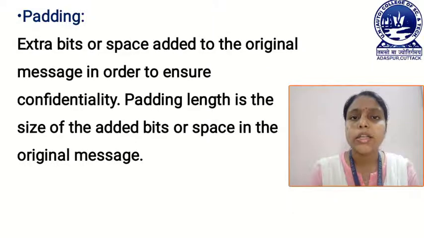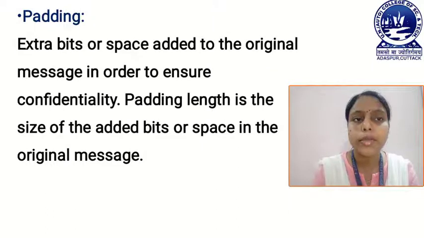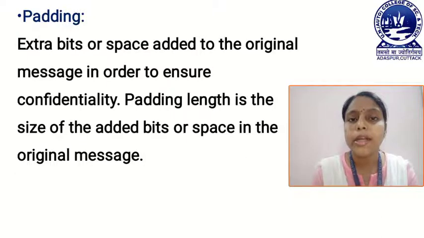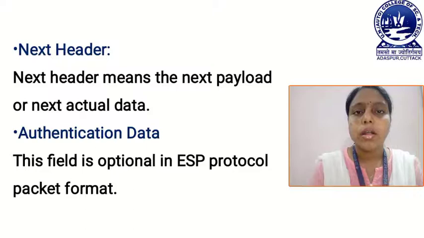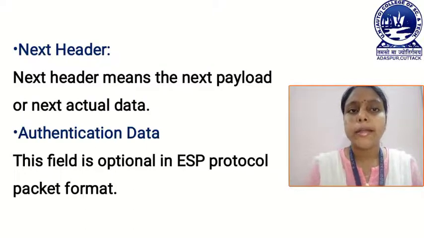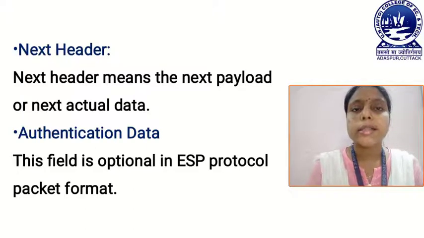Here padding is nothing but the extra bits or space added to the original message in order to ensure confidentiality. And pad length is the size of the added bits or space in the original message. Which means padding is the extra bits or space which is basically added for confidentiality purposes. The next header. Here the next header means the next payload or the next actual data.